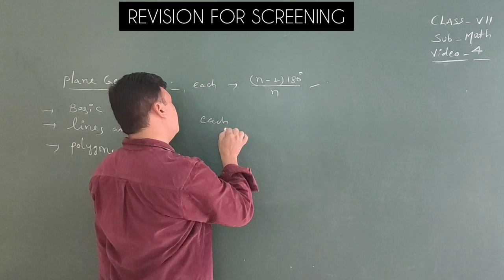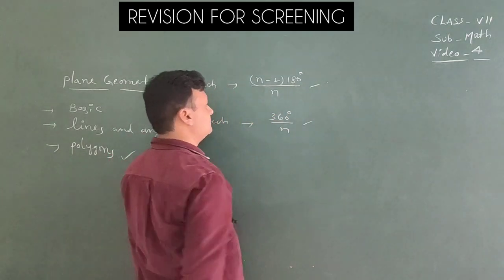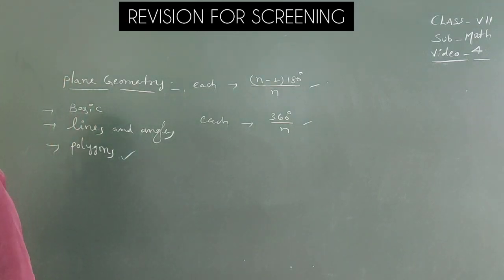Each exterior angle measures 360 degrees by n. If you want to distribute 360 degrees among n angles, it is 360 by n. Each interior angle is n minus 2 into 180 by n. In this way, we can find the required angles.